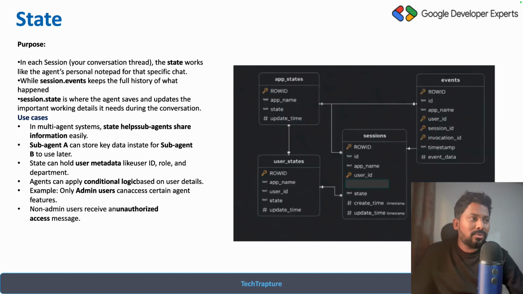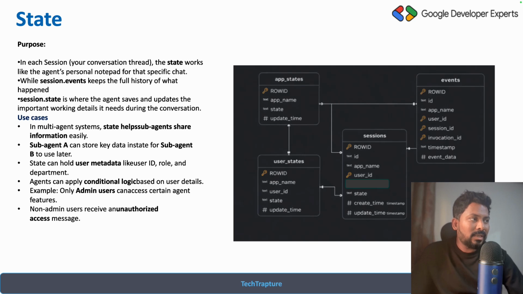So I will try to show you here. There are 4 tables whenever we are storing the session database. One is app state, which stores the states about the application. Then we have user state, which stores the states about the users, and then we have the sessions, where we'll have the actual conversation stored.